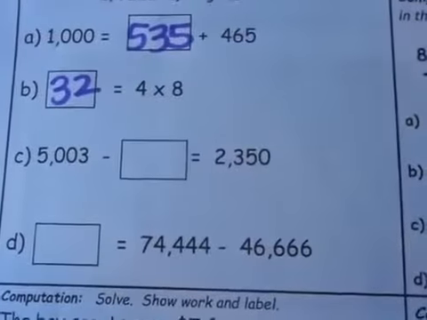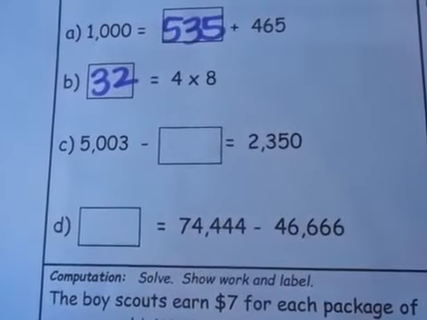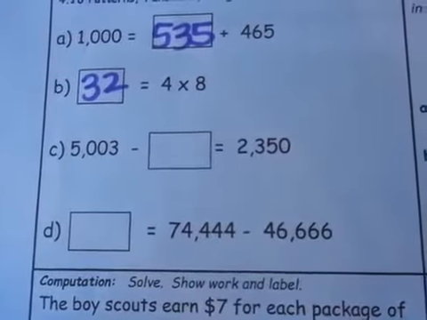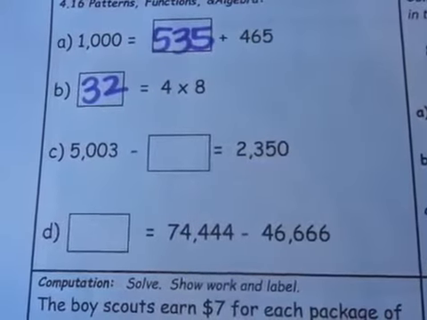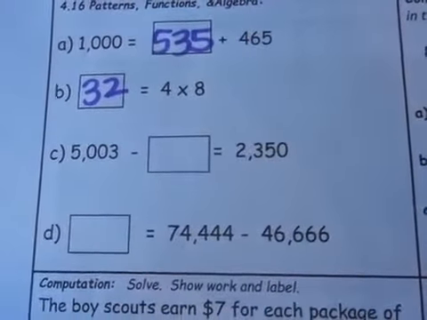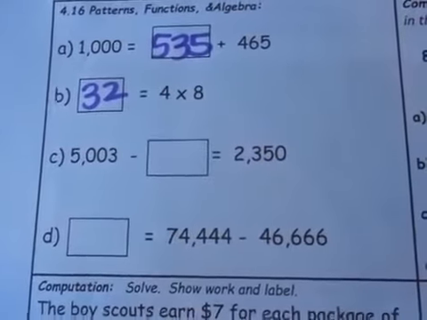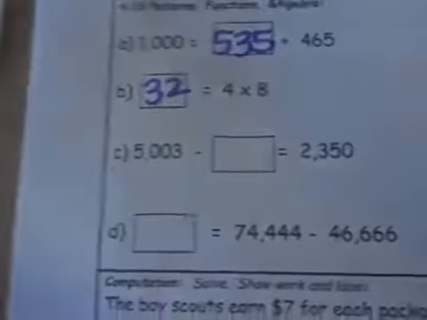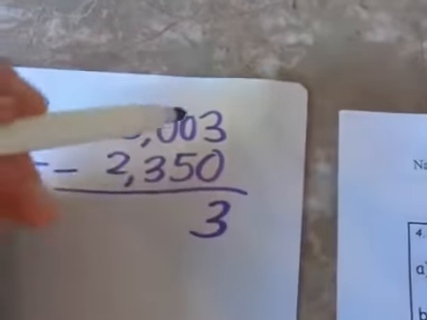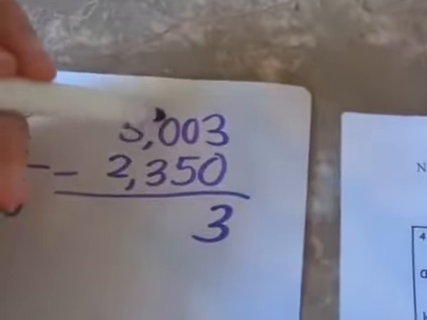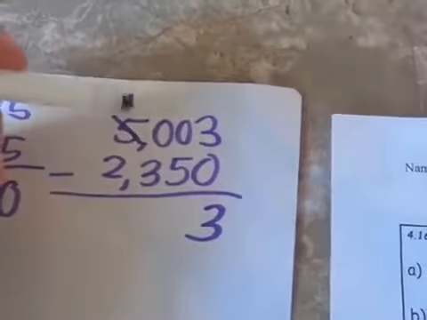The next blank I have is 5,003 minus blank equals 2,350. So in order to solve this, I have to subtract these two numbers to get my answer. So I'm going to solve that on my scrap sheet of paper. So 3 minus 0 is 3. 0 minus 5, I can't do that. 0 minus 3, I can't do that, so let's borrow.